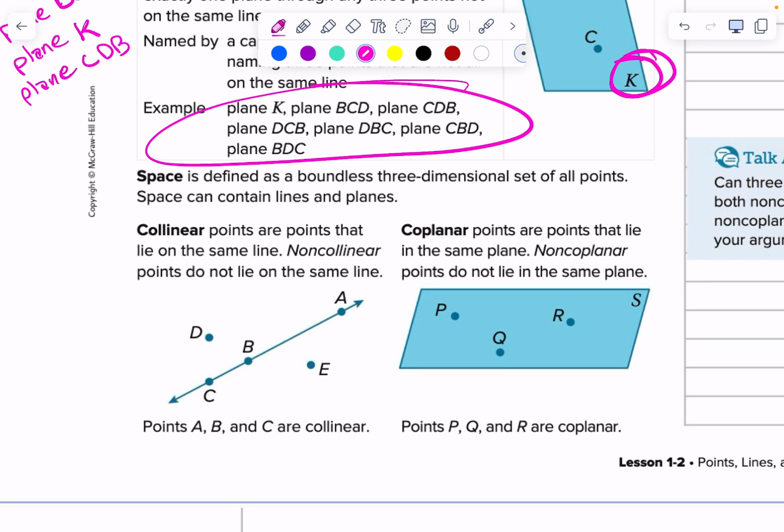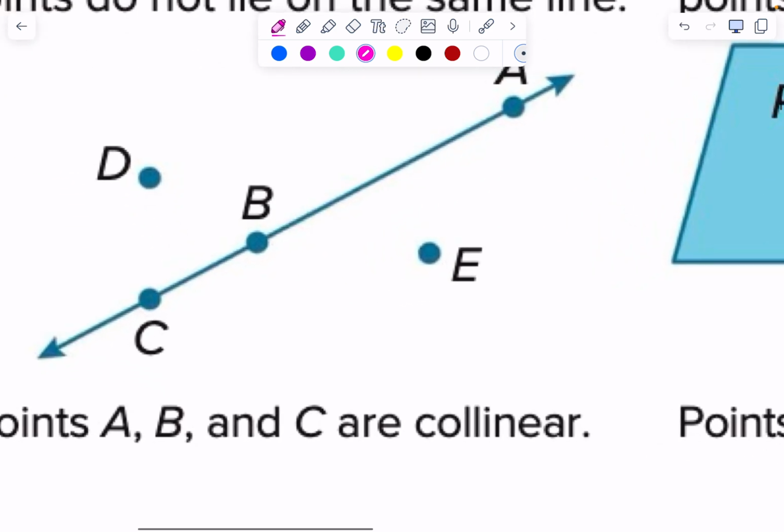Down here, space is defined as the boundless three-dimensional set of all points. Space can contain lines and planes. Circle this word right here, collinear, because it is very important. They will use that terminology in your homework assignment, and you'll be like, what does that mean? Collinear. Co means same, linear means line.